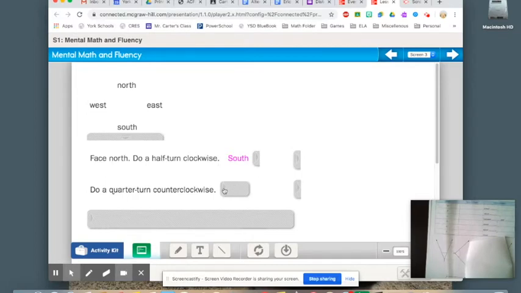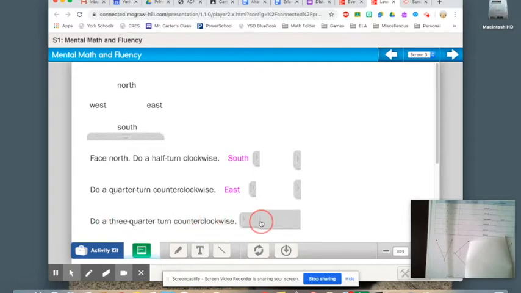Okay. The answer is east. If you started south and did a quarter turn counterclockwise, you would end up here at east. Now you're looking east, and from here you have to do a 3/4 turn counterclockwise. Where do you end up? Write your answer. The answer is south. If you started east and did a 3/4 turn counterclockwise, you go 1/4, 2/4, 3/4, and you end up south.